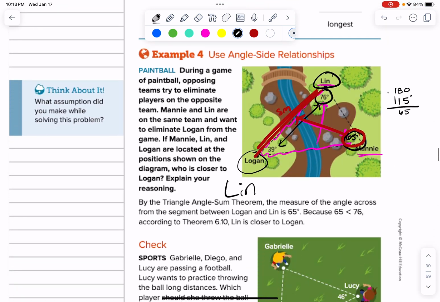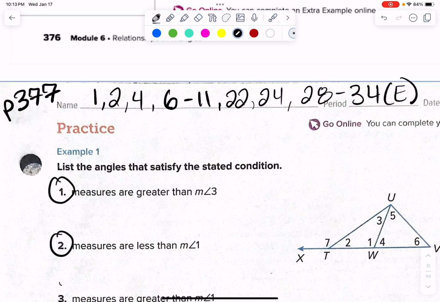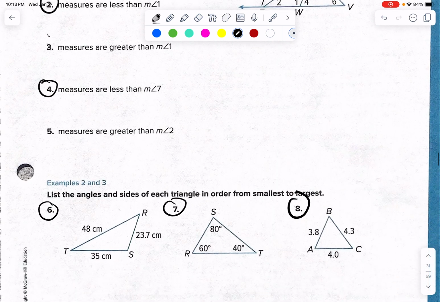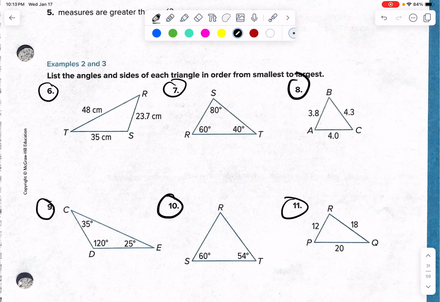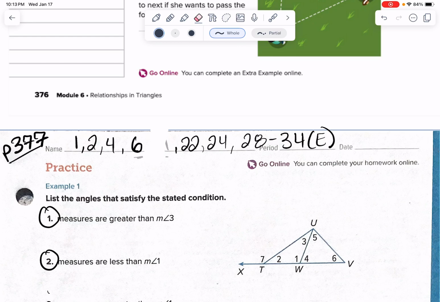So homework, let's see, homework. It's a little bit longer, but some of these are real quick. So these problems, page 377, 1, 2, 4, 6 through 11. Actually, you know what? Let's do just 6, 8, 10. How about that? I'll cut it down. 6, 8, 10 instead of 6 through 11 all. We'll cut those 3 problems down. 6, 8, 10. And then 22, 24, and then 28 through 34 evens. Okay, so it's a little bit less. It might be like 10 problems or so.